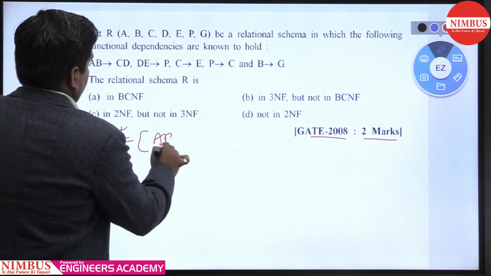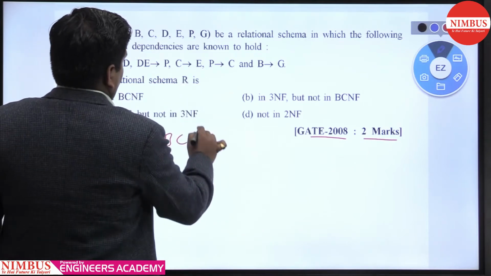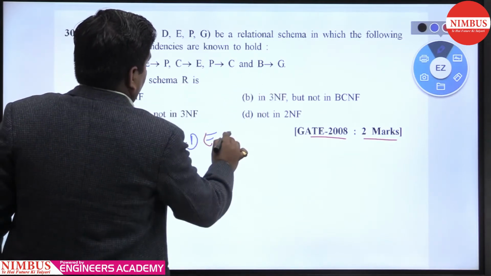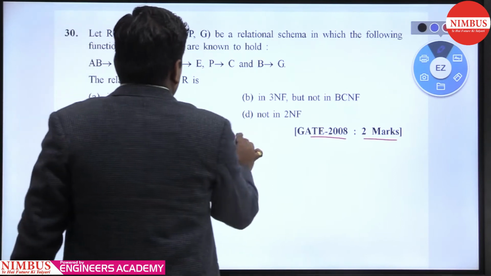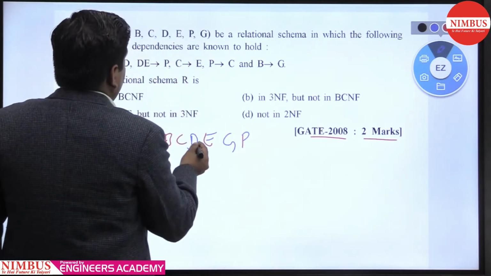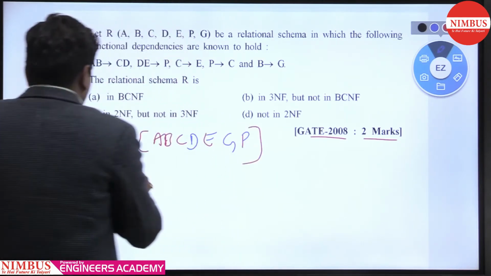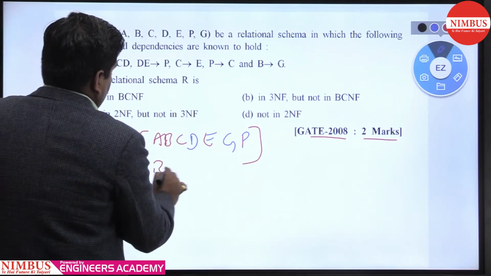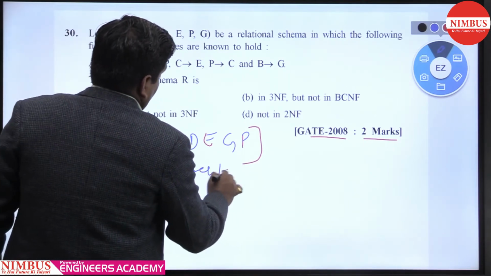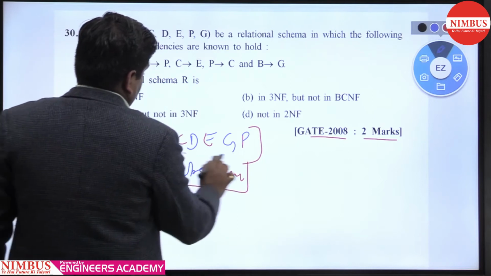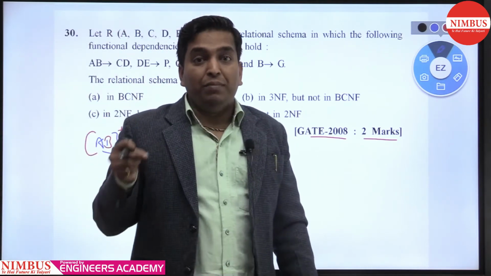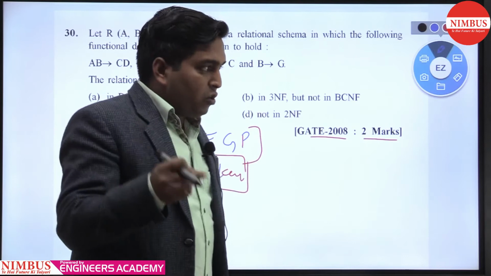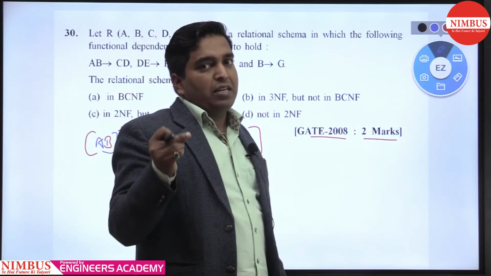Now AB → CD, C → E, B → G, and E → P. Means you are getting all the attributes from AB. So you can't directly say AB is a candidate key. First you say AB is a super key. Why? Because a candidate key is the minimum set of attributes which are required to determine all the attributes of relational schema R.